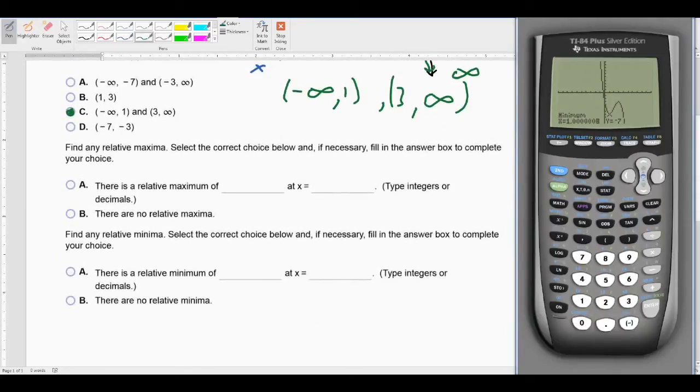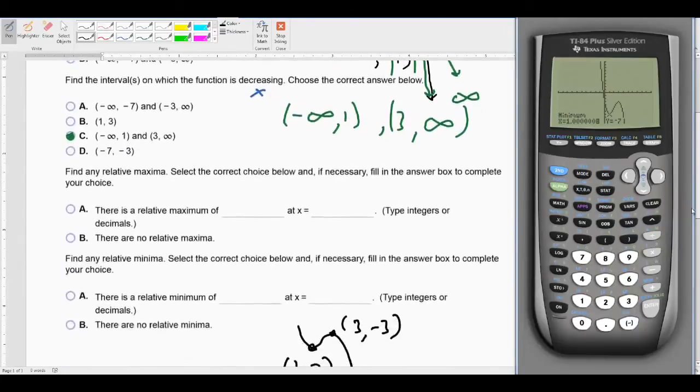So, I'll just go ahead and draw that again. I did a quick sketch down here. I remember what those points were. This one was 1, negative 7. This one was 3, negative 3.